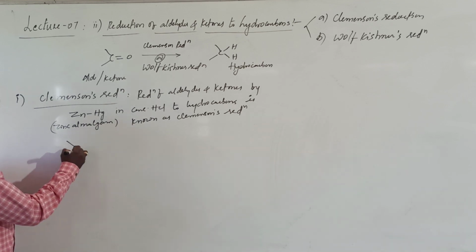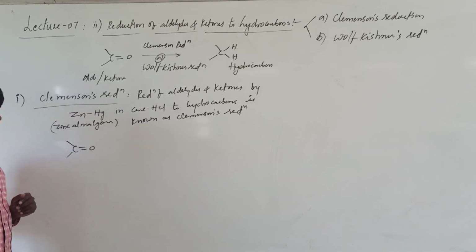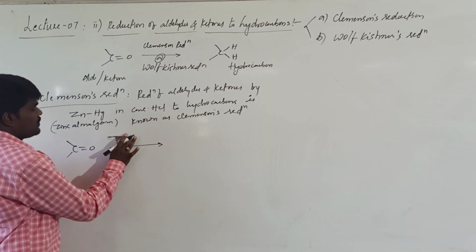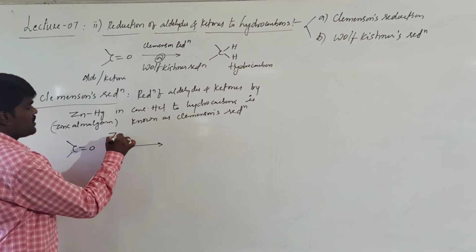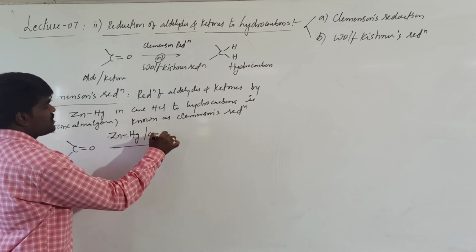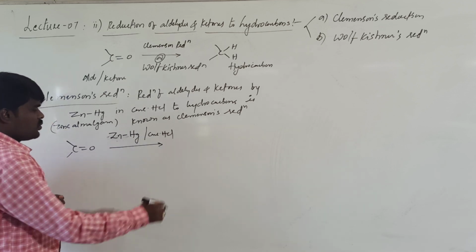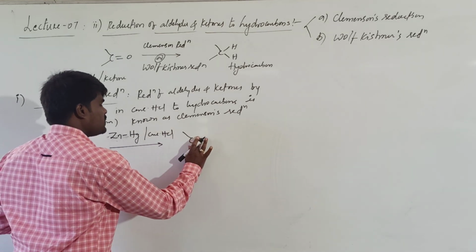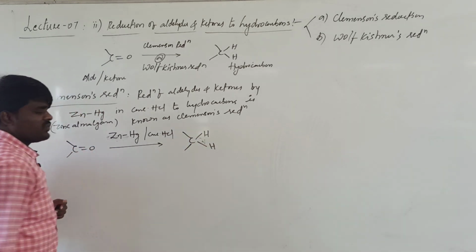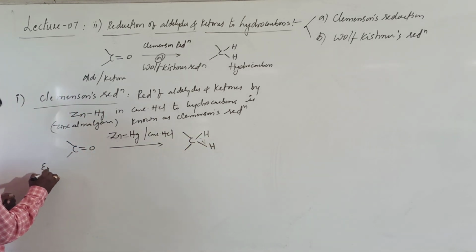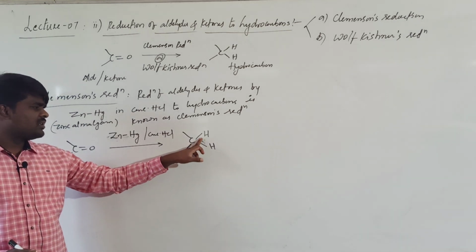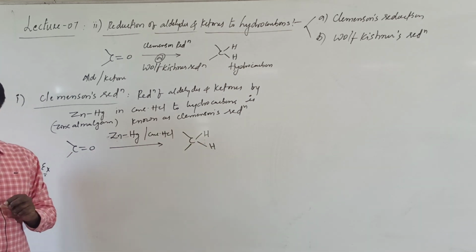So what is the simple way here? Either it can be a ketone or aldehyde. If you are treating this with zinc in mercury, which is called zinc amalgam, in concentrated HCl, right, what will it be converted into? It will be converted into the corresponding hydrocarbon. You have to remove this double bonded oxygen, and in place of the double bonded oxygen, you have to add 2 hydrogens, right?